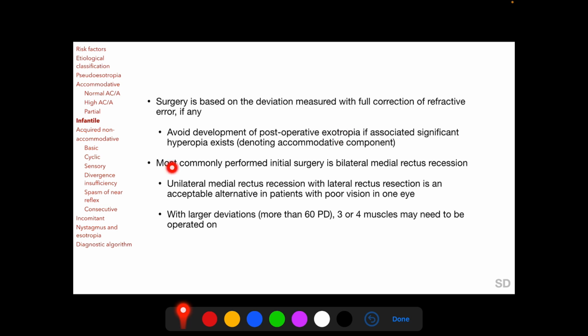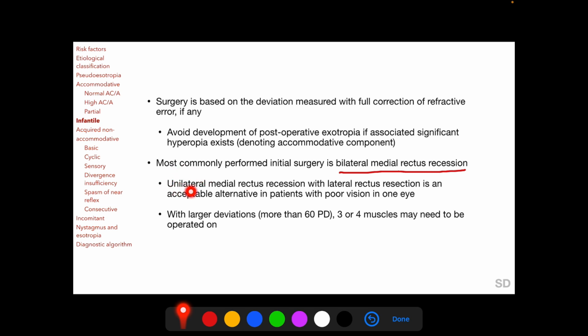The most commonly performed initial surgery in patients with infantile esotropia is bilateral medial rectus recession, and this is important to remember. Recession weakens a muscle, so recession of medial rectus muscle will weaken its adducting effect and will thus neutralize the inward deviation of esotropia.